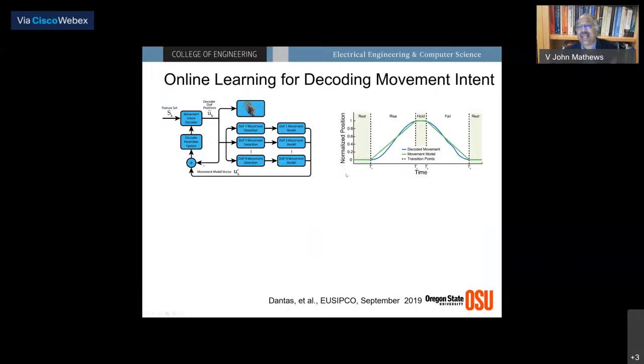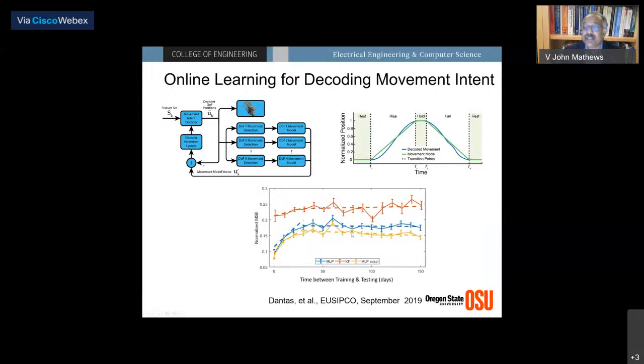And you have to do this for every degree of freedom in the movement. And then see what happens. This is just showing one set of results, and these results are actually obtained over a span of 150 days. So essentially, as you go to the right, you are showing results obtained 50 days, 100 days, 150 days after the initial training was done.